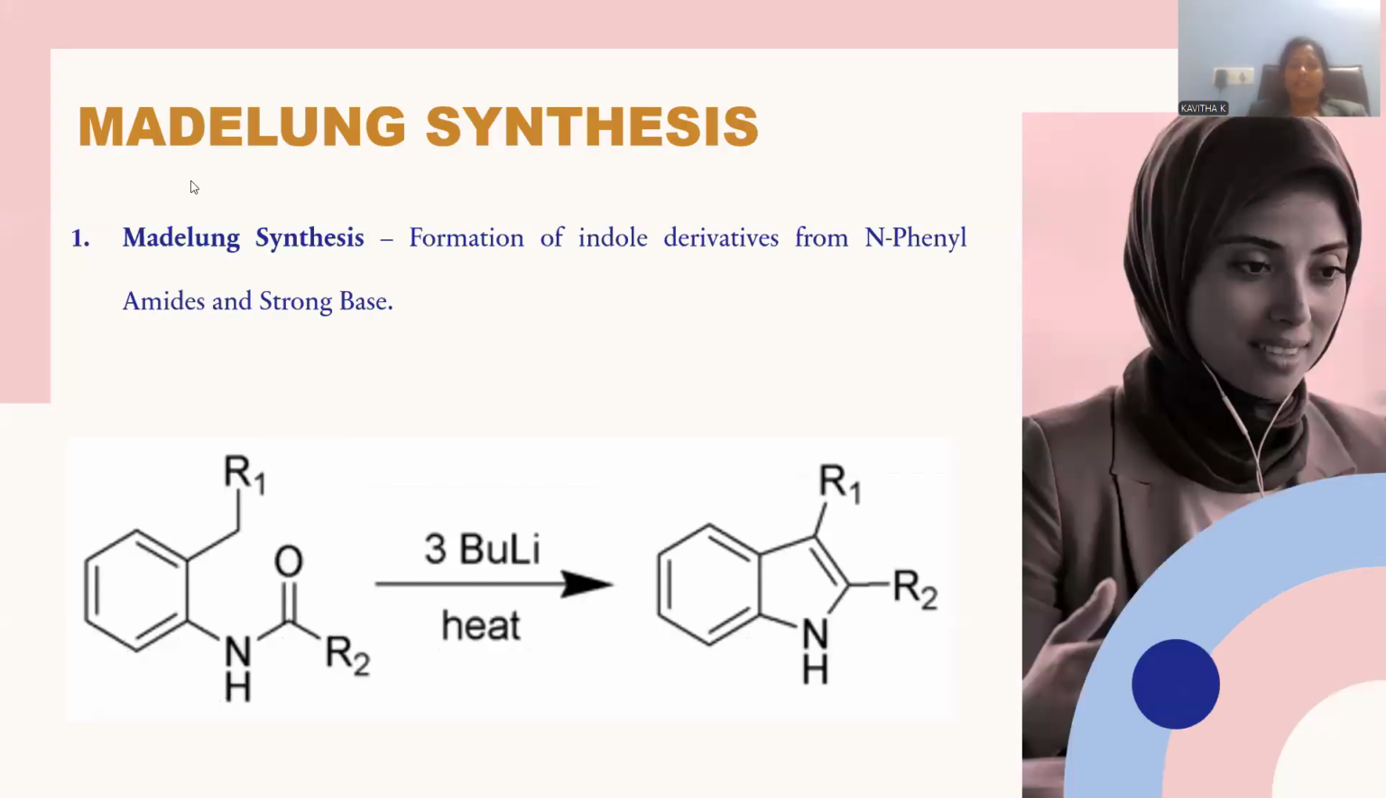Let me introduce the second method, called the Madelung synthesis. In the Madelung synthesis, N-phenylamide is taken as the starting material to be treated with an excessive quantity of butyl lithium. This is a strong base operated upon this. In order to perform the condensation reaction, obviously, elevated temperature is necessary, so that this amide is treated with this butyl lithium, giving rise to indole as the final product.